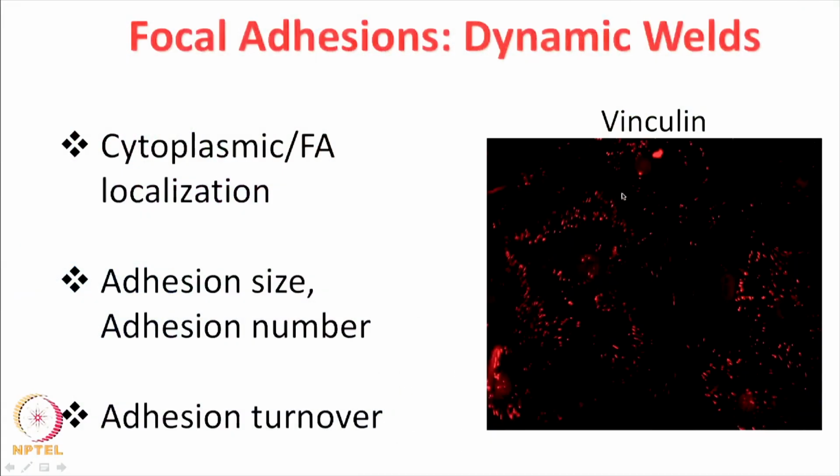Last thing is adhesion turnover, and that is what brings me to this term of dynamic wells. In order to migrate, the cells need to form adhesions at the front and break adhesions at the rear. Okay. It is like a man walking. You put your first foot forward, you stabilize yourself, which is the equivalent of forming a focal adhesion, and you dislodge your back foot so that you can again bring it forward.